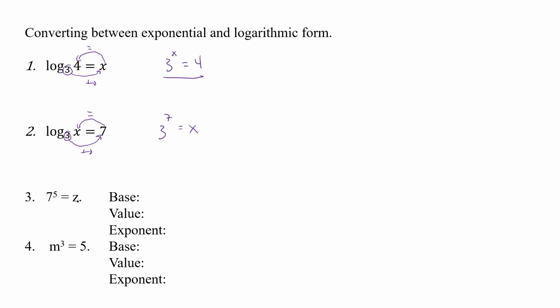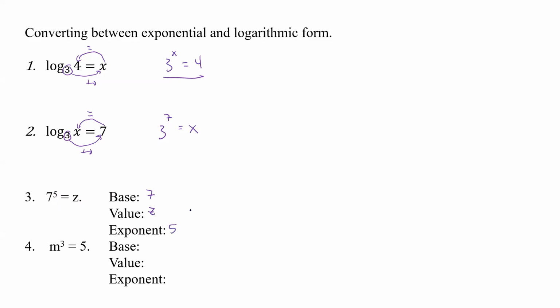So what do we have here? 7 to the 5th equals z. Well, what is our base? Our base is 7. So that's just our base, and that comes from here. Now our value is here, z, on this one. So value is z. And our exponent is 5. So we're just writing down what we have.